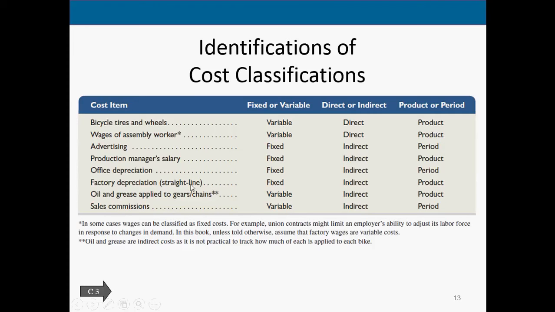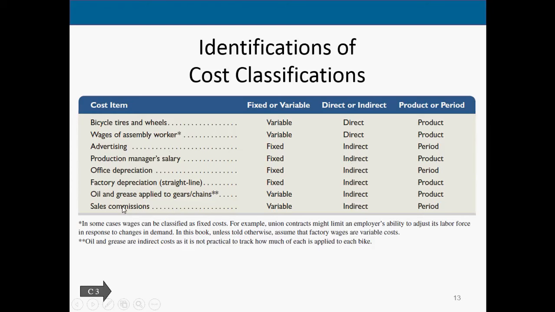Let's look at the production manager salary, since we talked about him. It's a salary. That's a fixed thing, right? The salary doesn't change. Whether you sell anything or not, the salary is really not going to change. The difference is the wages of an assembly worker, who is probably hourly, would be variable. But this is a salary, so it's fixed. Can I trace the cost of this guy into the product directly? And the answer is no, he's indirect. But does it happen in the factory? And the answer is yes, it does.